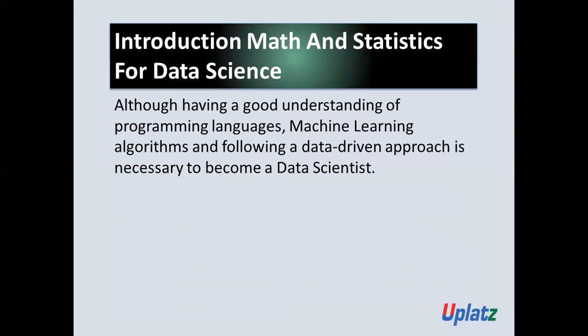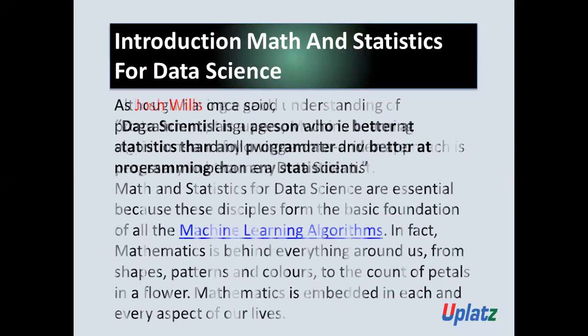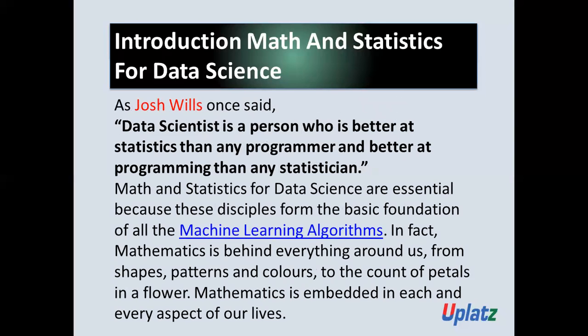So I hope now you understand the introduction to mathematics and statistics for data science. Remember, statistics and mathematics are important for data science. A good understanding of programming, machine learning algorithms, and following a data-driven approach is necessary to become a data scientist. And mathematics and statistics are essential because these disciplines form the basic foundation of all the machine learning algorithms.